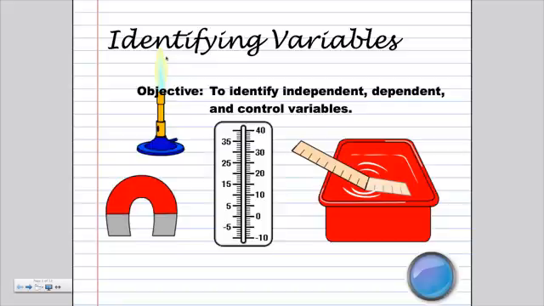Today we're going to focus in on identifying variables. Our objective is to identify independent, dependent, and control variables.